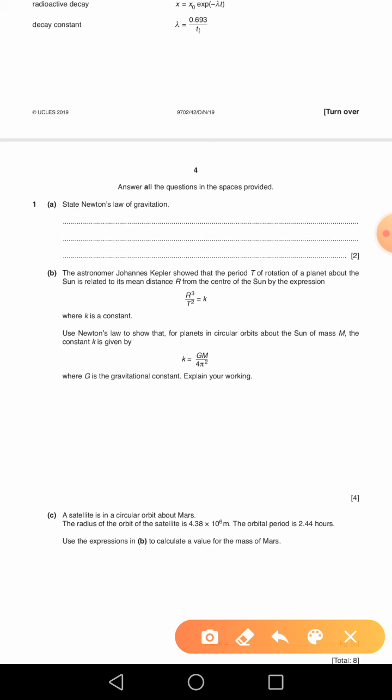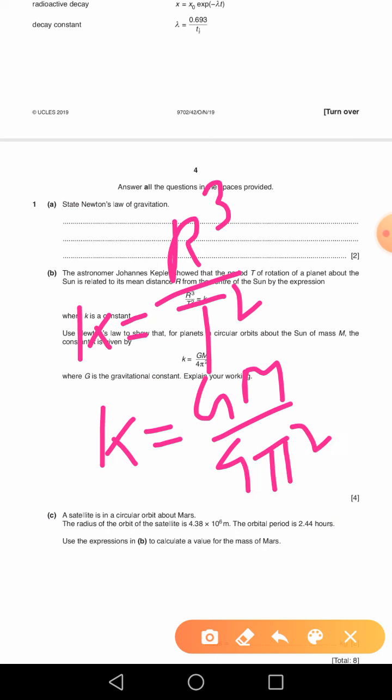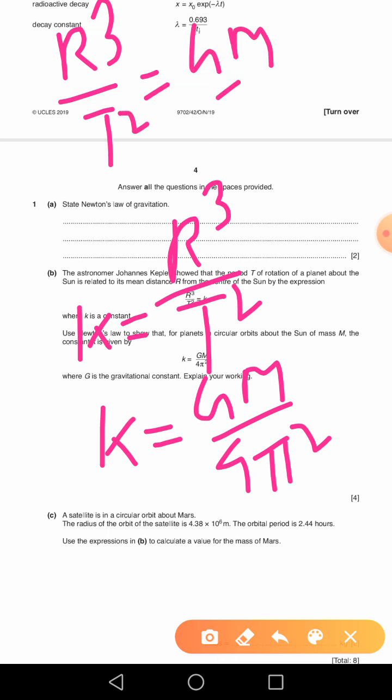So what was the formula we have arrived at? We have arrived that K is equal to R cube by T square, okay, and this K is also equal to GM by 4 pi square, okay. So what we have got? We have got R cube by T square equals GM by 4 pi square, okay. So we are given the radius, isn't it?